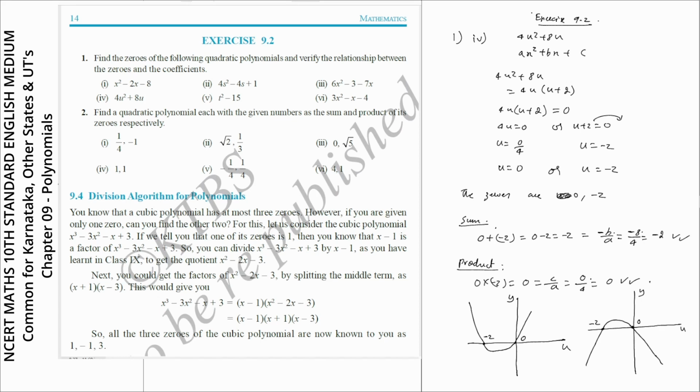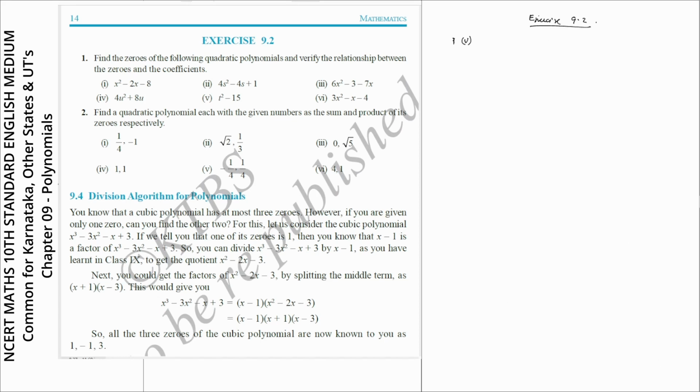Okay. Exercise 9.2, question number 1, sub question 5. The given polynomial is t square minus 15 is equal to 0. So this is the form of ax square plus bx plus c. Now here b term is 0. That's why here we are getting only t square minus 15, and c is minus 15.